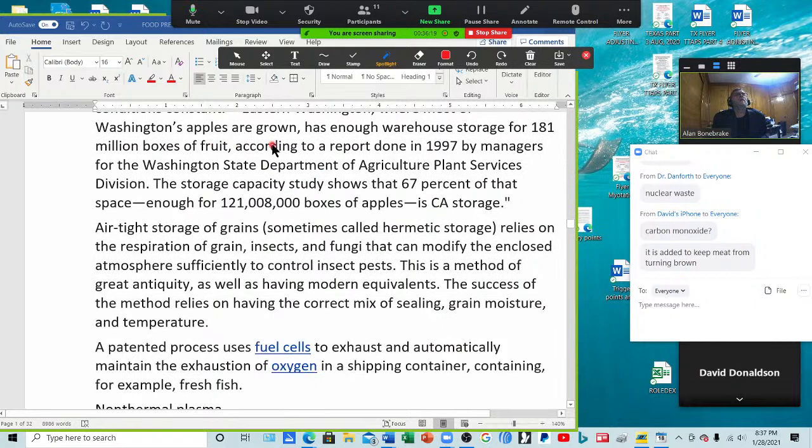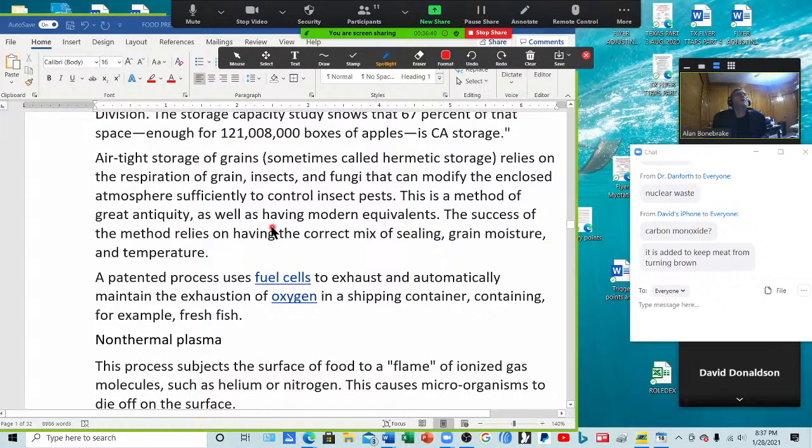For example, Washington has enough warehouse storage for 181 million boxes of apples, according to a 1997 report done for the Washington State Department of Agriculture Plant Services. Storage capacity shows 67% of that space as CA storage, which is 121 million 8,000 boxes of apples.